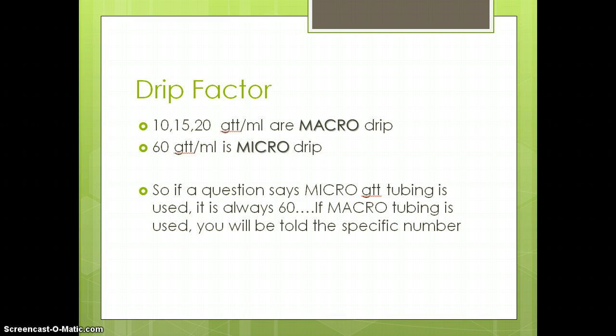Drip factors 10, 15, or 20 drips per milliliter are called macro drips. If I'm going to give you a word problem using macro drip, I will have to give you the number 10, 15, or 20 as the drip factor. 60 drips per minute is the micro drip. If I say micro drip, it's always 60.